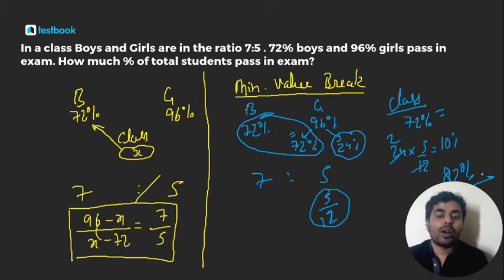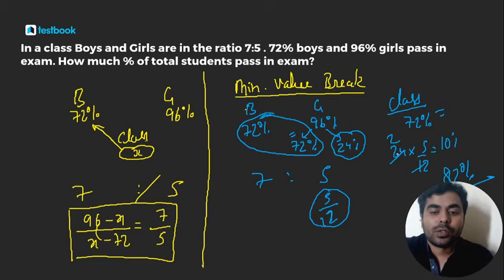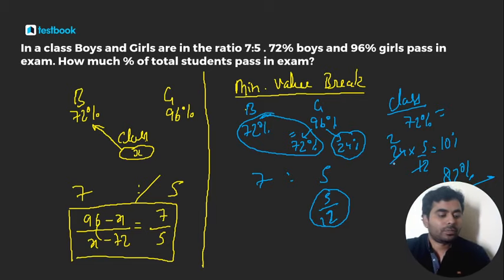I hope you are clear with this concept of minimum value break, and we will apply this whenever there is a missing value of the mixture and we are provided with the values of the components and their ratio. I hope this is very clear to you now, and if you have any doubt in minimum value break, write down in your comment section to let me know. Very good, 82% students are correct, right? Any student having doubt in this?